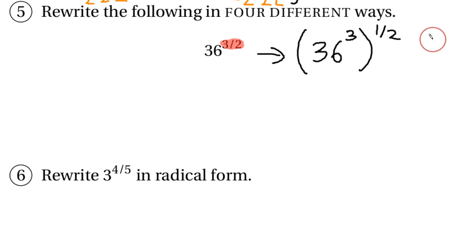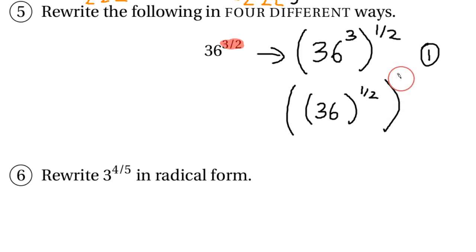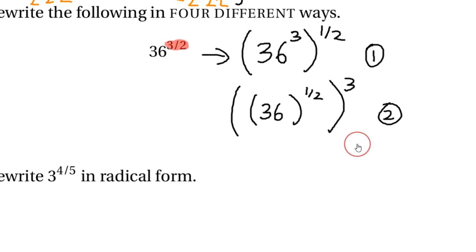That's one way that I could write it. So there's way number 1. Now the other way I could rewrite it is I could also rewrite it as 36 to the 1/2 power raised to the third power. That's way number 2.